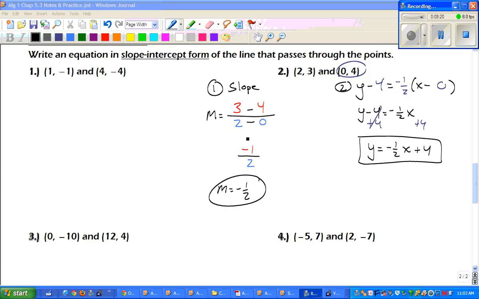Okay, so when you plug everything into your slope, you should end up getting negative 1/2. Now, when picking the points, I picked the point 0, 4 because 0 was in there. I knew something was going to cancel out, so that made it just a little bit easier for me to do. Okay, add 4 to both sides, and you get y equals negative 1/2 x plus 4.